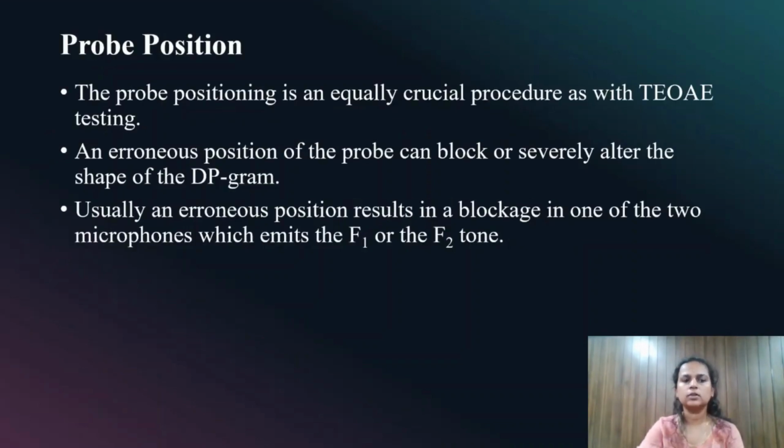Probe positioning is very important in recording DPOAE, and an erroneous position of the probe can block or alter the shape of the DP graph. Usually an erroneous position results in blockage of one of the two microphones which emit the F1 or F2 tone.